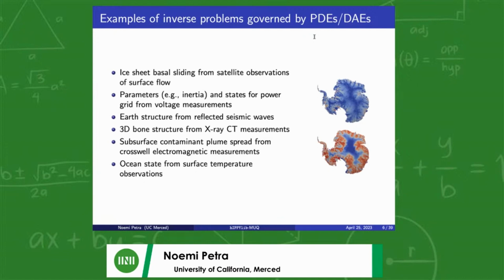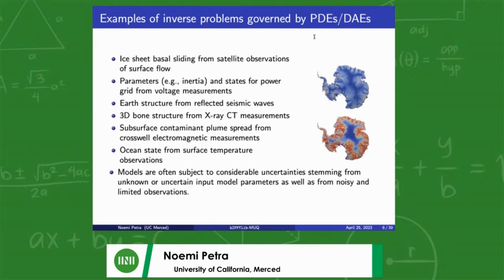And at the bottom of the figure, I show the reconstruction of the so-called basal sliding coefficient field in an ice-sheet model that is governed by a nonlinear Stokes equation. Other examples: one may wish to infer parameters, for instance, the inertia and states for a power grid from voltage measurements. This can be modeled as a DAE, or differential algebraic system. Or one could formulate an inverse problem to infer Earth structure from reflected seismic waves, or 3D bone structure from X-ray CT measurements, and so on and so forth.